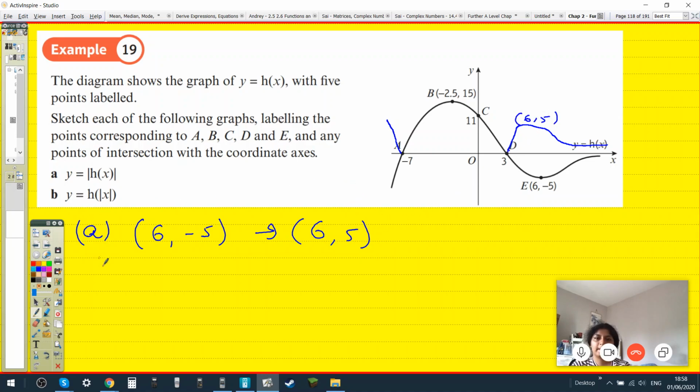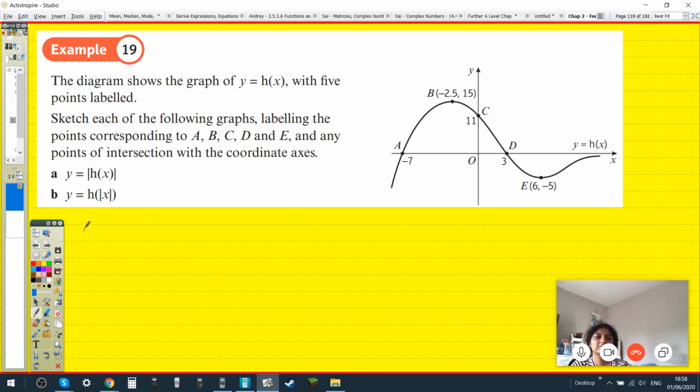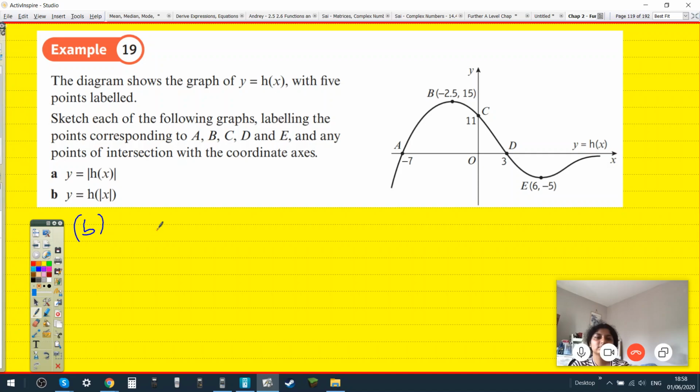How about B? The one that's minus 2.5, I think that would become 2.5, 15, but I'm not sure how. Wrong. Totally wrong. I shall tell you why. It's an easy mistake to make.